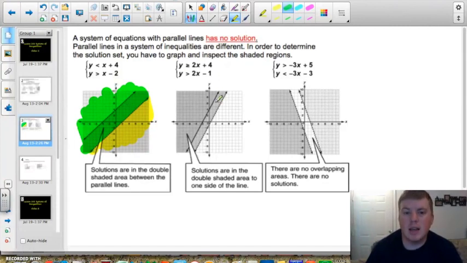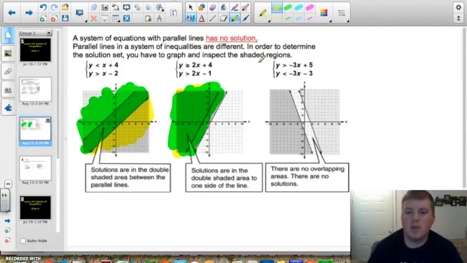Alright, looking at the second example, this time both of our signs are going the same way. We have a greater than or equal to and a greater than symbol. When we graph and color these in, the 2x plus 4 is going to be the top line. We want greater than, so we are shading above again. And then with our second one, we have greater than 2x minus 1, so we're going to shade above. So in this case, the solutions are going to be in the double shaded area on one side of the line. Instead of being sandwiched in the middle like an Oreo, they're going to be spread out on the left side of the line.